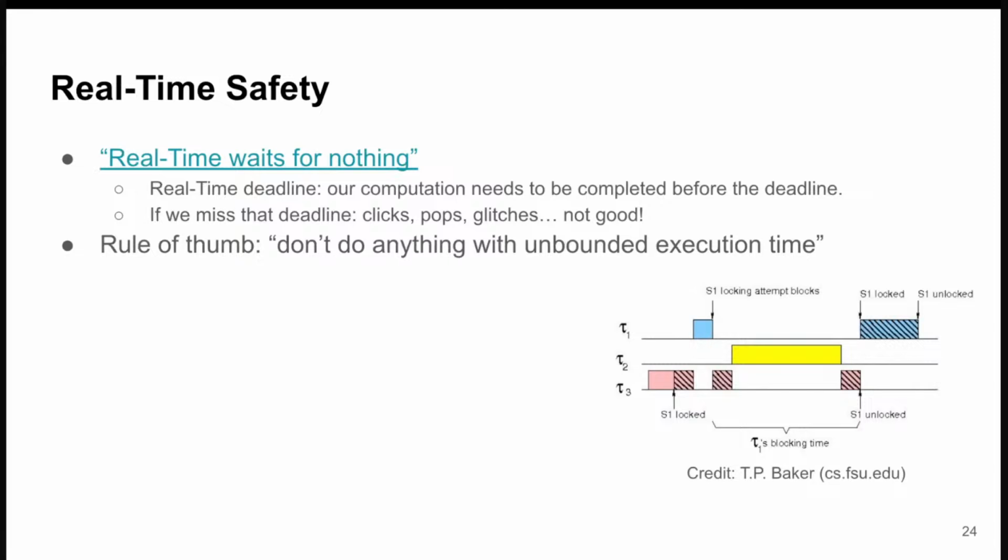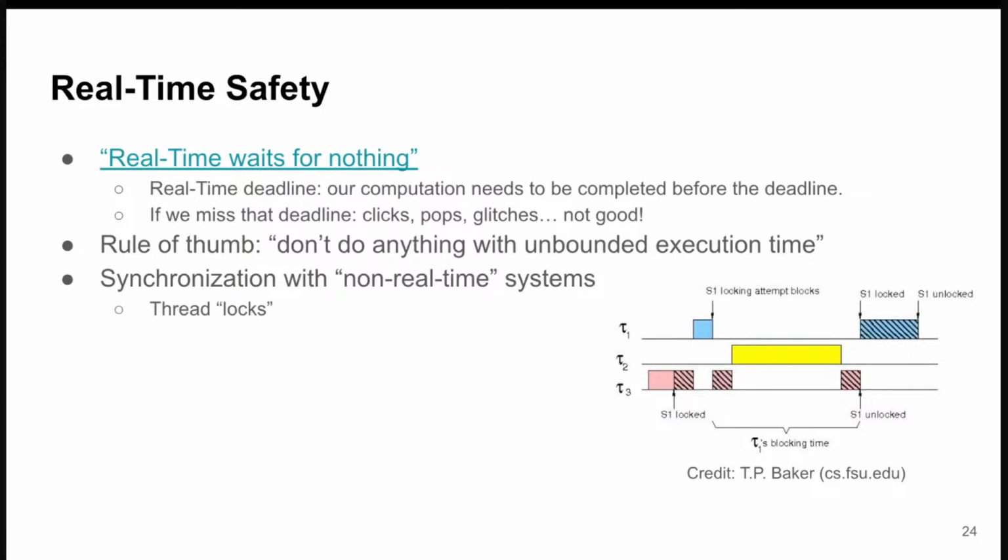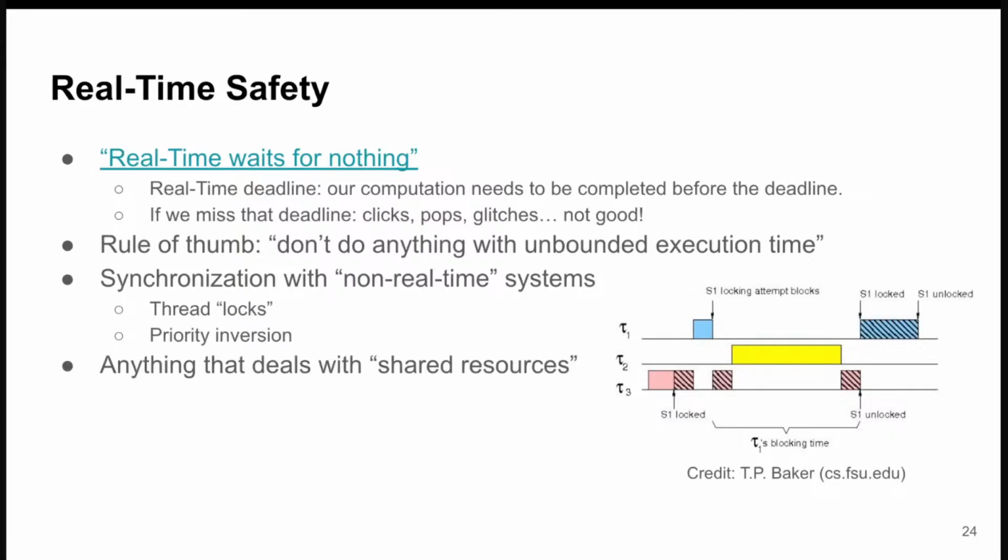It's not going to sound very good. And so the general rule of thumb is that if you don't know how long something's going to take, if something has what you might call an unbounded execution time, then you shouldn't do it. And usually where this comes up is when you have to synchronize with some non-real-time system. So for example, if you need to synchronize with some other thread, you might typically want to use a lock or a mutex or something like that.